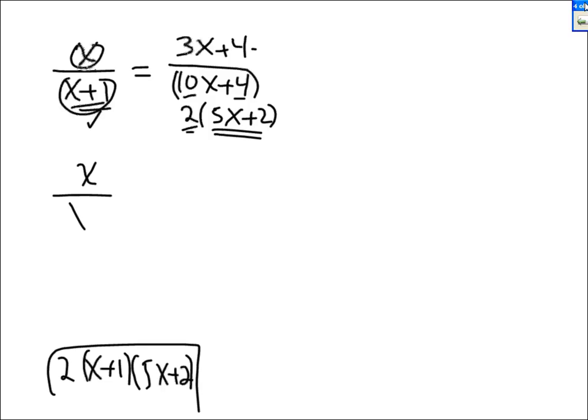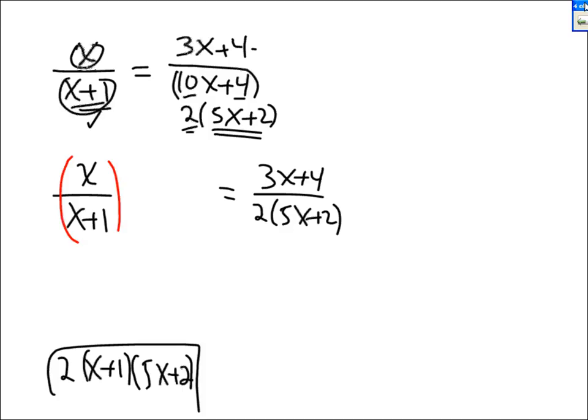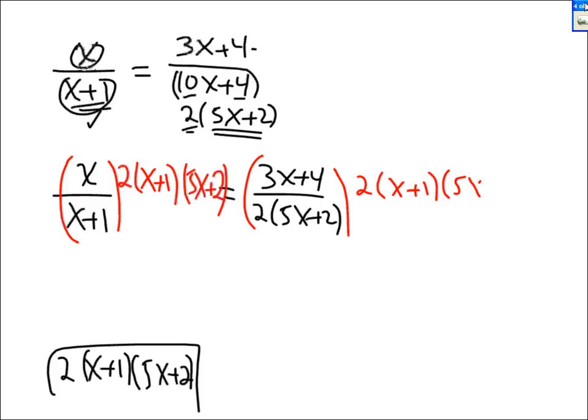So we have x over x plus 1 equal to 3x plus 4 over 2 times 5x plus 2. And we're going to multiply both sides by our LCM, 2 times x plus 1 times 5x plus 2. And the x plus 1's cancel, but only if x is not negative 1.